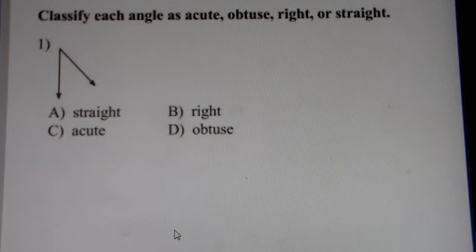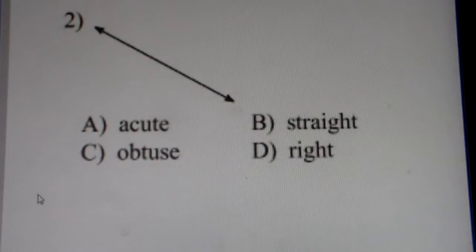Number 1, the question says, classify each angle as acute, obtuse, right, or straight. Any angle that's less than 90 degrees is an acute angle. So right here, this angle is less than 90 degrees, so it's acute. So number 1 is acute.